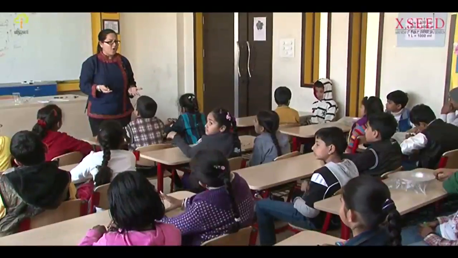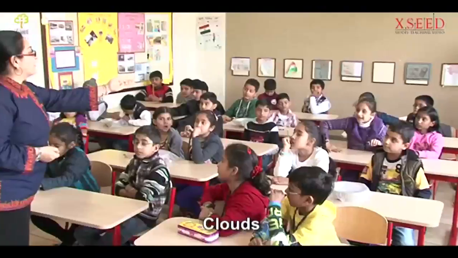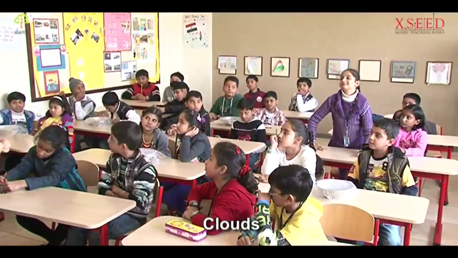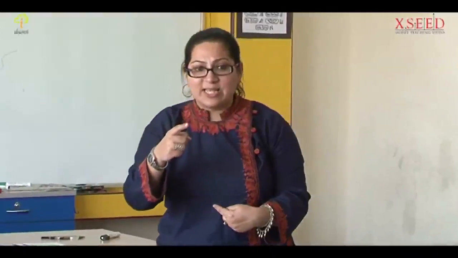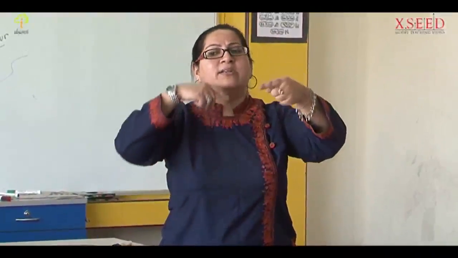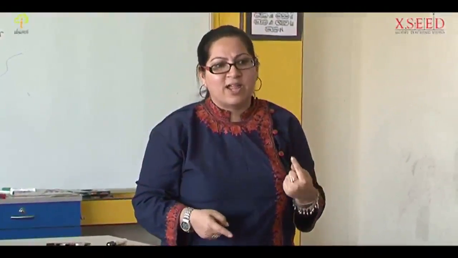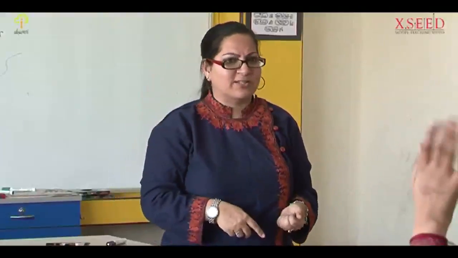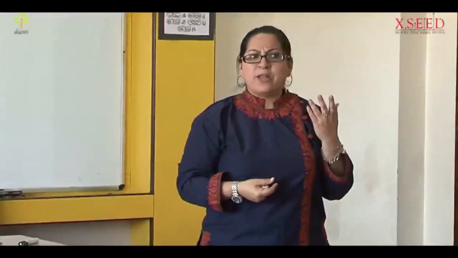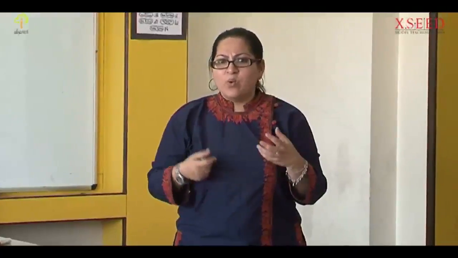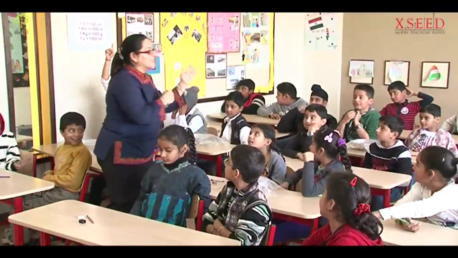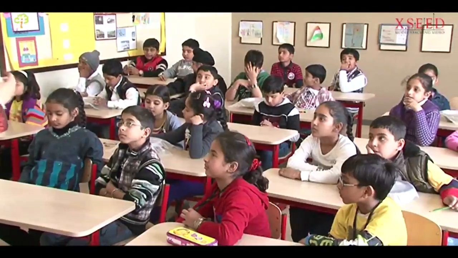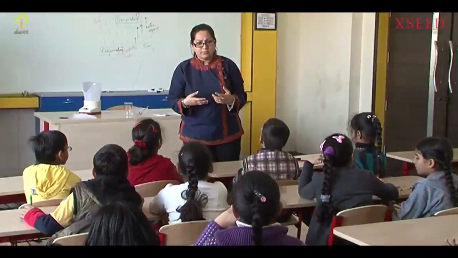What is being formed when condensation is happening? Clouds. Excellent answer. So water is getting heated up, it is rising, it is cooling down, it is coming back to the earth as rain. What is this whole process called? Water cycle. So precipitation is happening. What is falling on the earth? Rain. Is there any other form? Snow. Excellent answer. Snow.